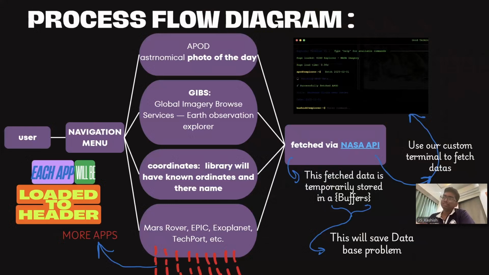Let's take a deep dive into the process flow diagram. Basically, we have APOD. If the user opens our website, he can see a navigation menu on the left side, and in the navigation menu every Django app is present.